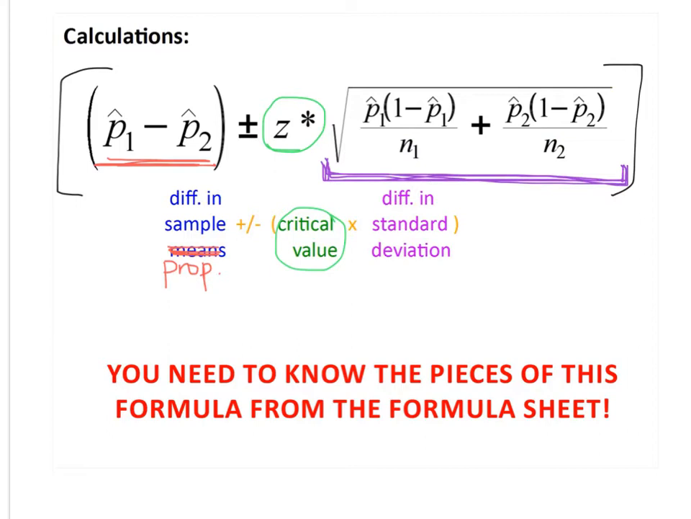So you need to know, like I said, the pieces of this formula from the formula sheet. These are the pieces: the difference, z star, and then this giant standard deviation, which is really the two standard deviations just added together in this confidence interval formula.